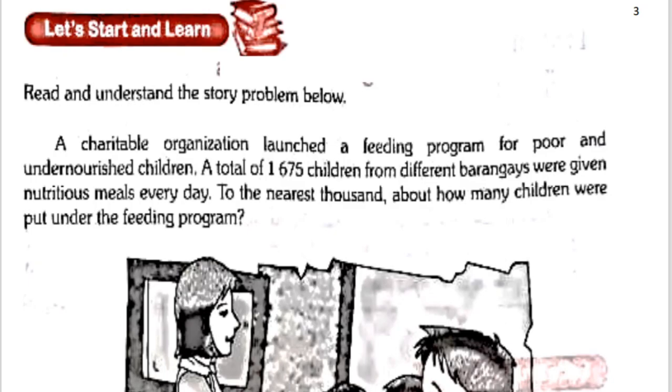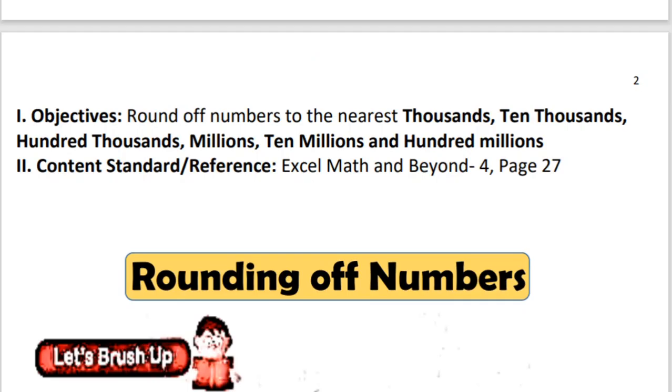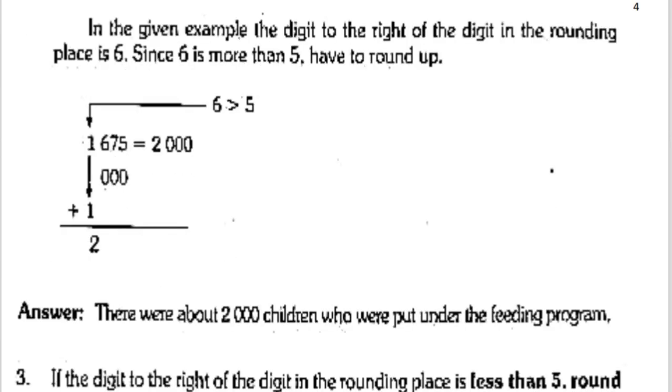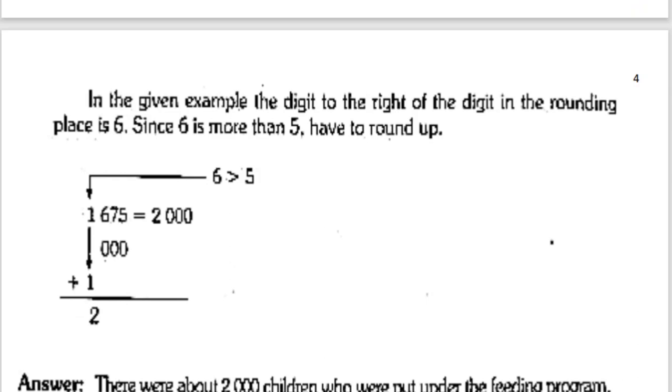Let's start and learn how to round off numbers. Since today we will be learning rounding off numbers, for example, we have here our example, 1,675. This is our given. We need to round off the thousands place. In the given example, the digit to the right of the rounding place is 6. Since 6 is greater than 5, then we need to round up here 1. We need to add 1. So this will become now 2, because 1 plus 1 is equal to 2.